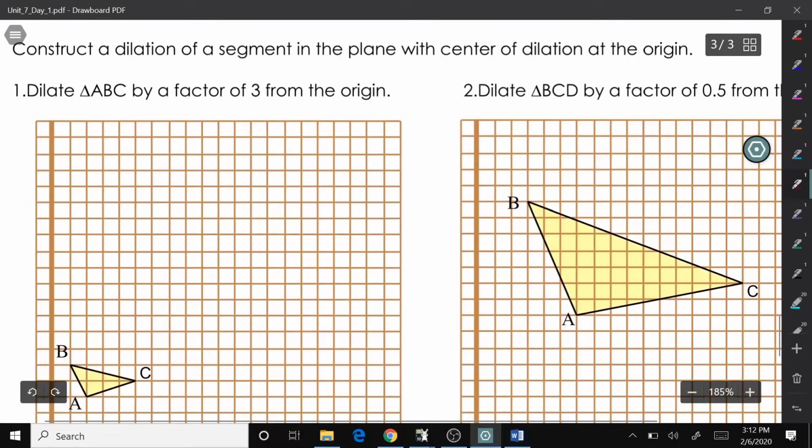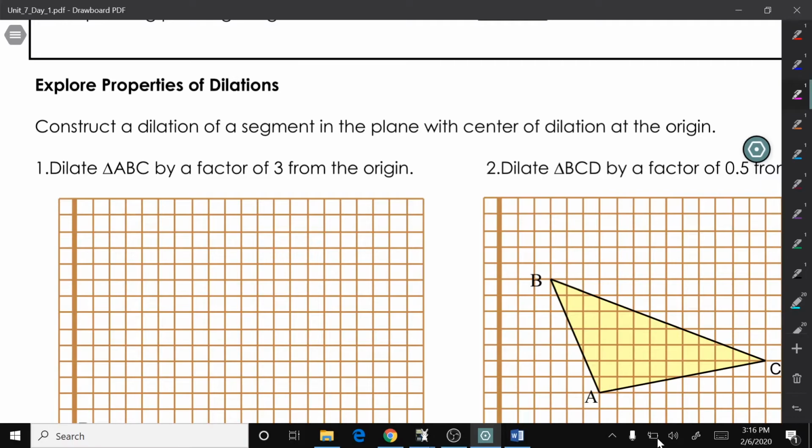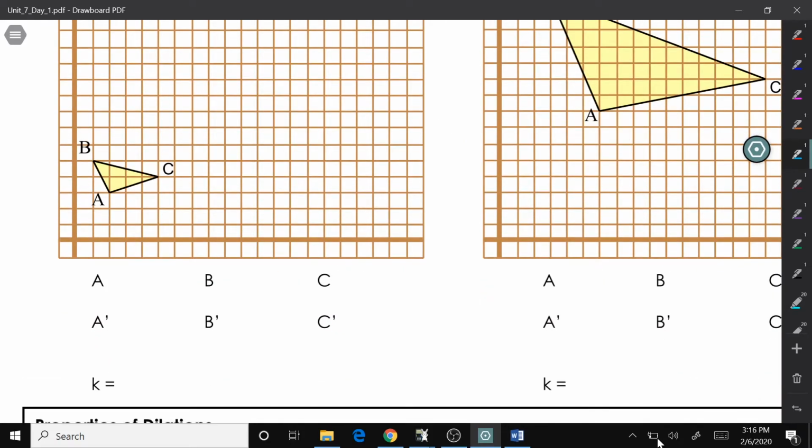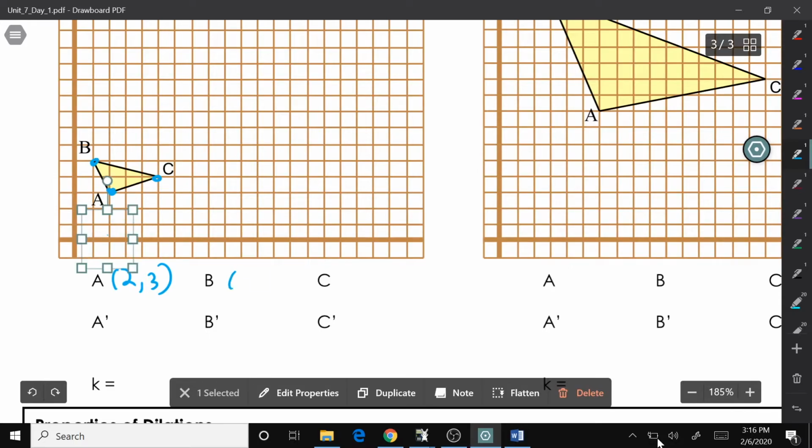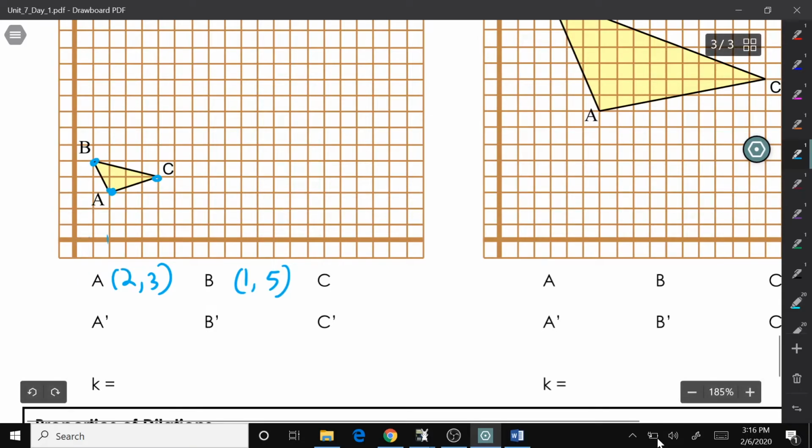So let's look at these examples. This example says construct a dilation of a segment in the plane with center of dilation at the origin. We'll talk about dilations not at the origin later. We have triangle ABC, and we're going to dilate that by a factor of 3 from the origin. So what I would do first is find the coordinates of A, B, and C. A is (2, 3). B is (1, 5). And C is (5, 4).